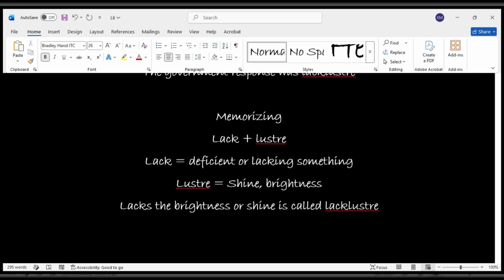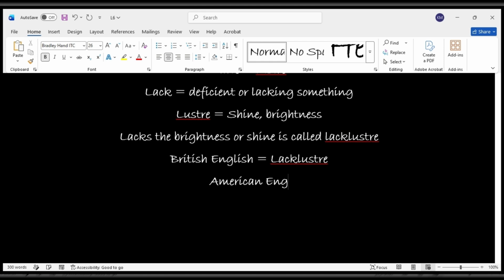So this is the memorizing tip. In addition to that, I would say in British English, its spelling is lackluster, and in American English, its spelling would change slightly. Okay, in British English, the difference is in the ending tre, while in American English, it would be ter.